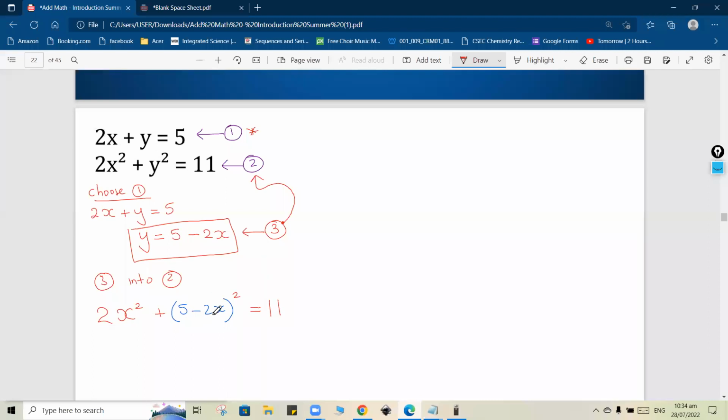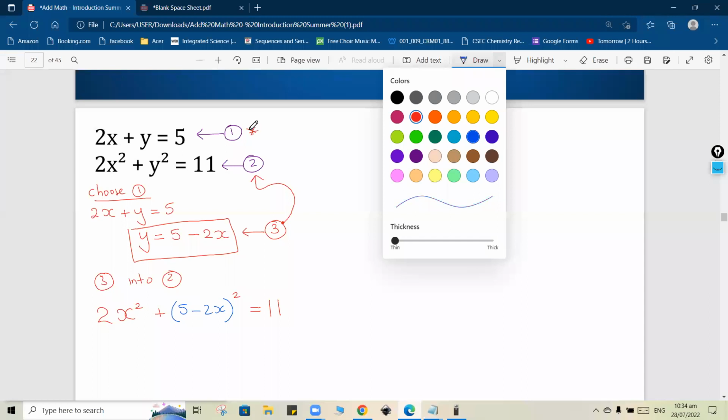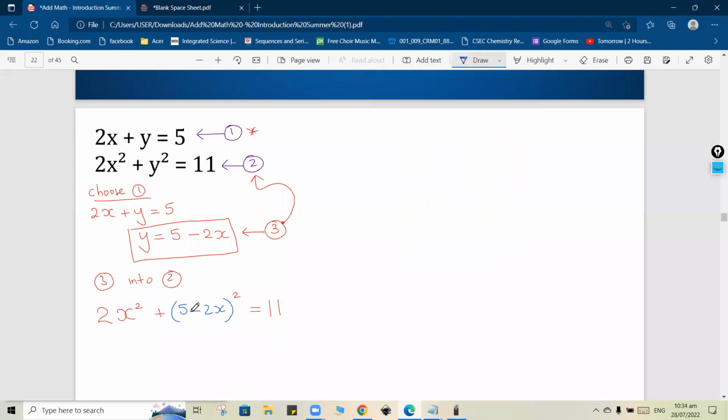Now you have to try your best to simplify this. This would have been in the homework, right? 5 minus 2x does not mean you square the 5 and square the 2. It means it's 5 minus 2x multiplied by another 5 minus 2x, which I showed you how to do just now. Okay.